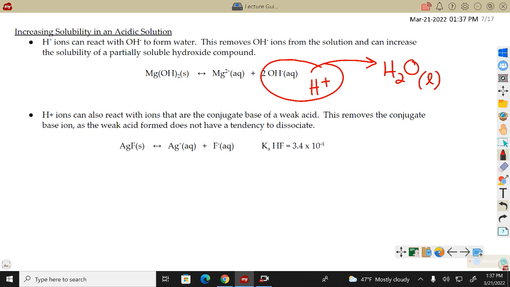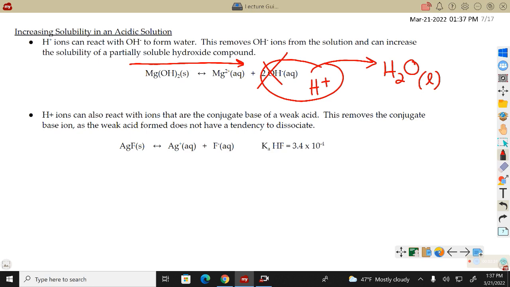So often hydroxide compounds that may only be slightly soluble in water do become more soluble in a slightly acidic solution. Where the hydrogen reacts with hydroxide, you'll form water, and that does remove the hydroxide. And if I remove a particle, I want to shift to replace it. So I'd be shifting more forward, which means then that more magnesium hydroxide will ionize.